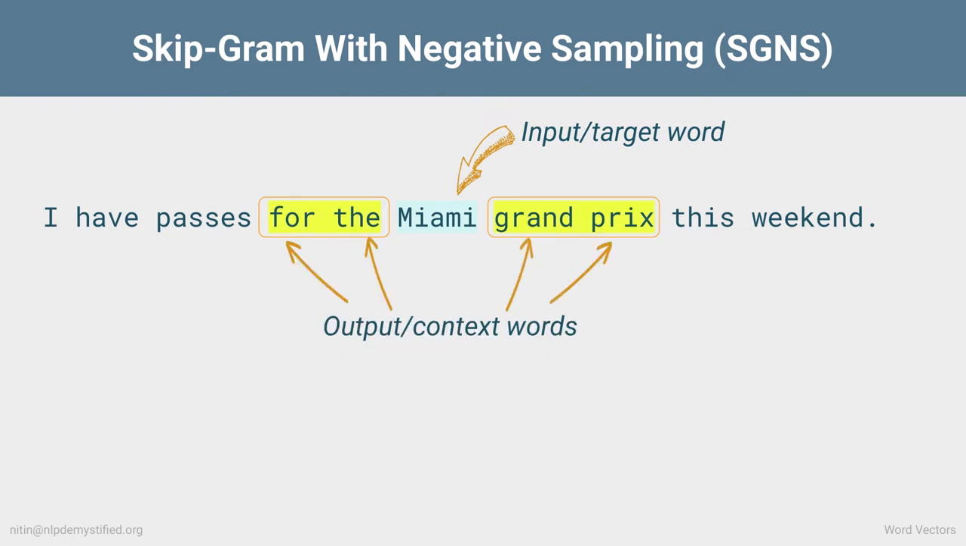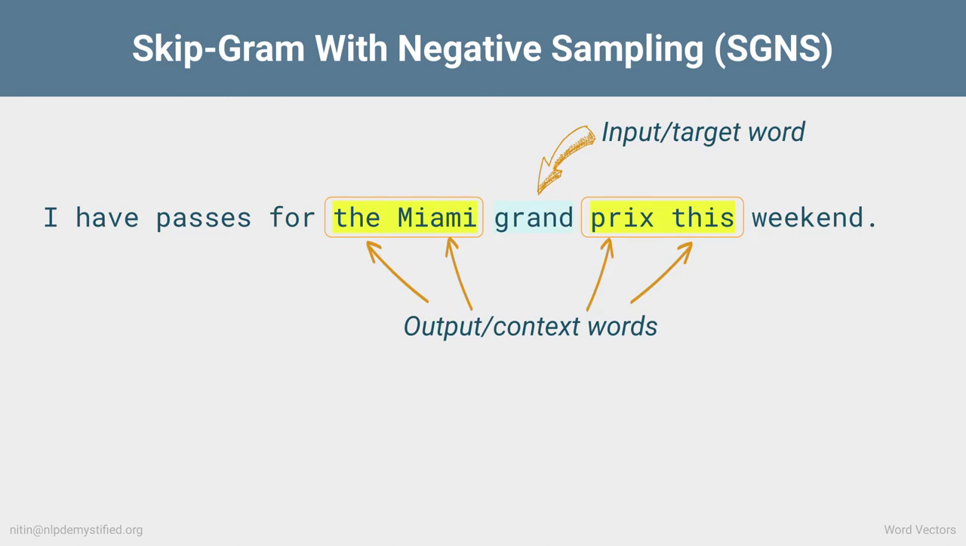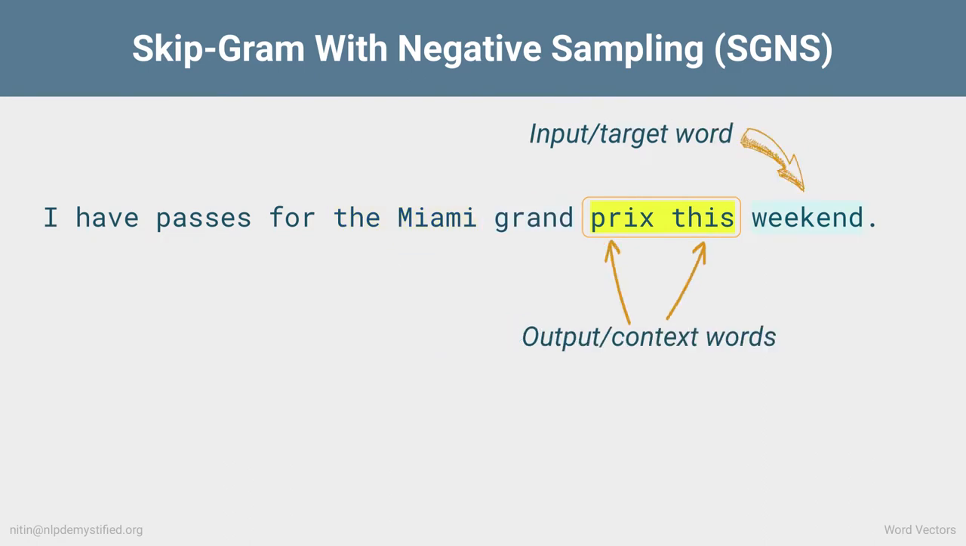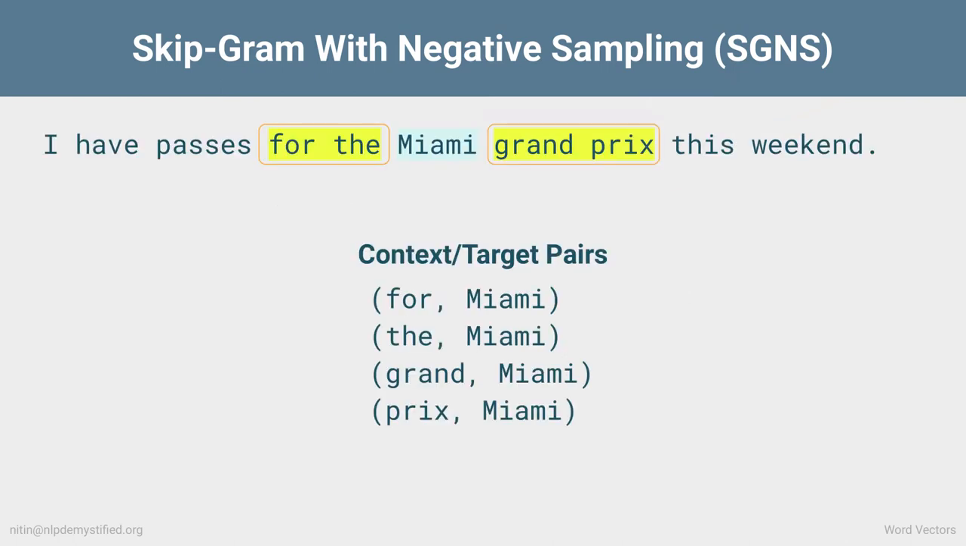The words inside the context window are called the output or context words. This setup can be treated as a sliding window. So if we slide one word to the right, the target word becomes Gran, and the context words change accordingly. If the target word is at the end of the document, then only the left context window in this case applies. So going back to the original example, we'll pair each context word with the current target word, forming these four context target pairs: for Miami, the Miami, Gran Miami, pre-Miami.